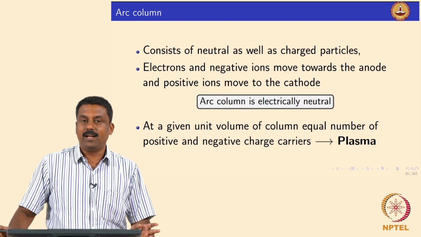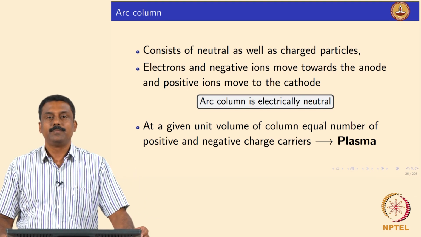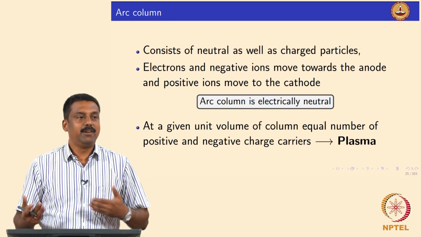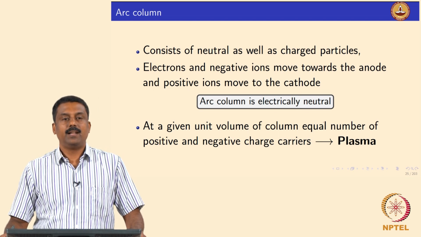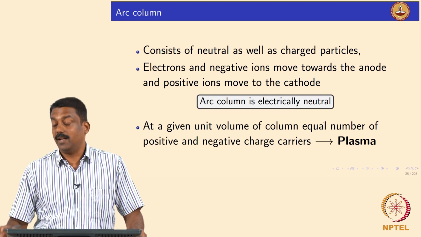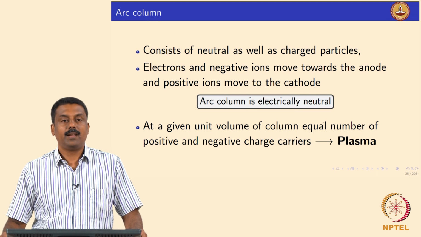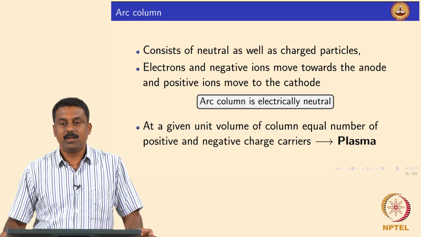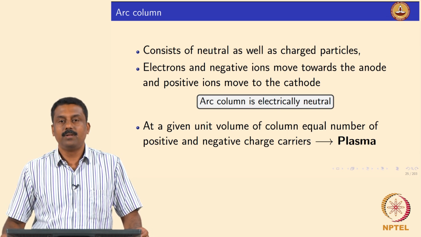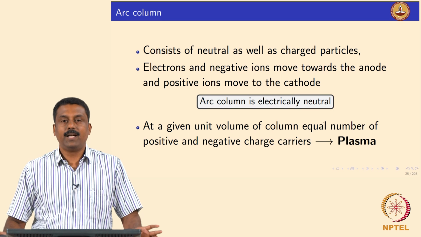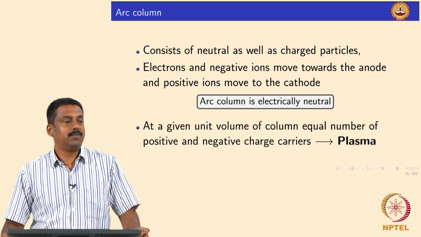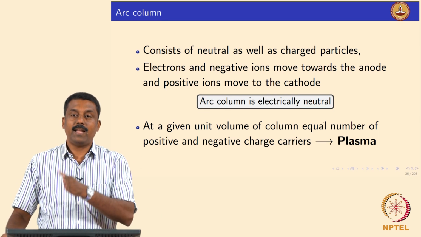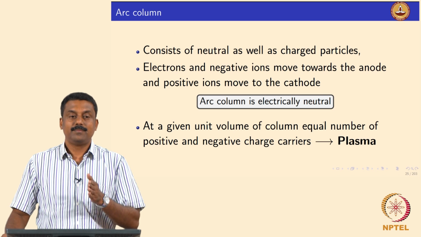The arc column, again to recall, consists of neutral as well as charged particles. Obviously, the electrons and ions will move to the respective electrodes or respective polarity, either to an anode or cathode based on their charges. Electrons travel towards anodes, ions will travel towards cathode. And because of the number density, an equal number of positive and negative charge carriers, you maintain electric neutrality. Once you achieve that electric neutrality, you can claim that you created a plasma, right?